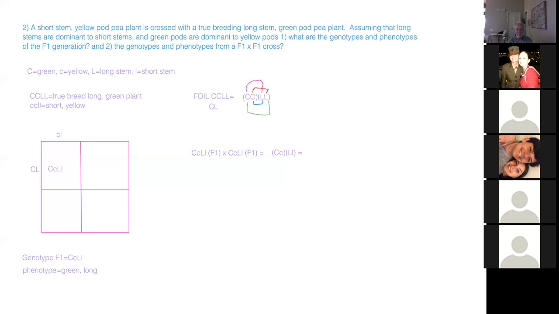Little c, little l. The outers would be big C, little l. Where does the green line point to in that example? The green line in that example is the outers. So big C, little l. Okay, big C, little l. What about the inners? Little c, big L. Okay, and how about lasts?